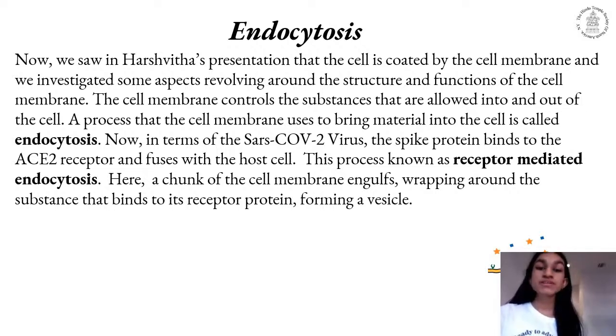Now, in terms of the SARS-CoV-2 virus, the spike protein binds to the ACE2 receptor and fuses with the host cell. This process is known as receptor-mediated endocytosis. And what happens during this process is a chunk of the cell membrane engulfs, wrapping around the substance that binds to the receptor protein, forming a vesicle.